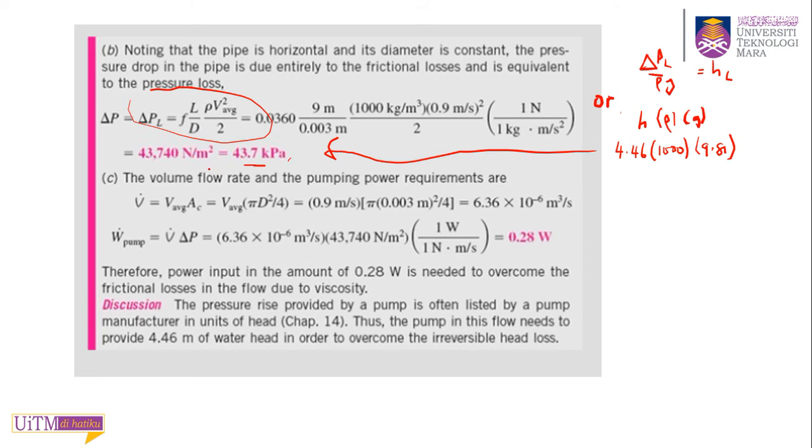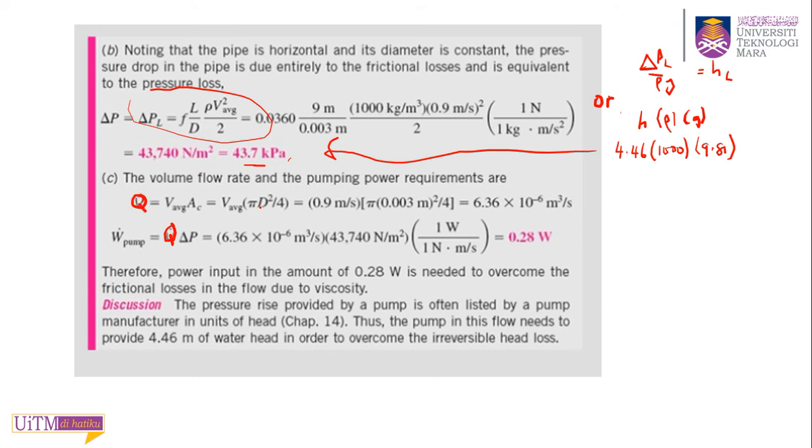And we know the losses already, the head loss. We can find the pumping power requirement by using this equation. So this is Q. I forgot to change it, because we use the term Q for volume flow rate.